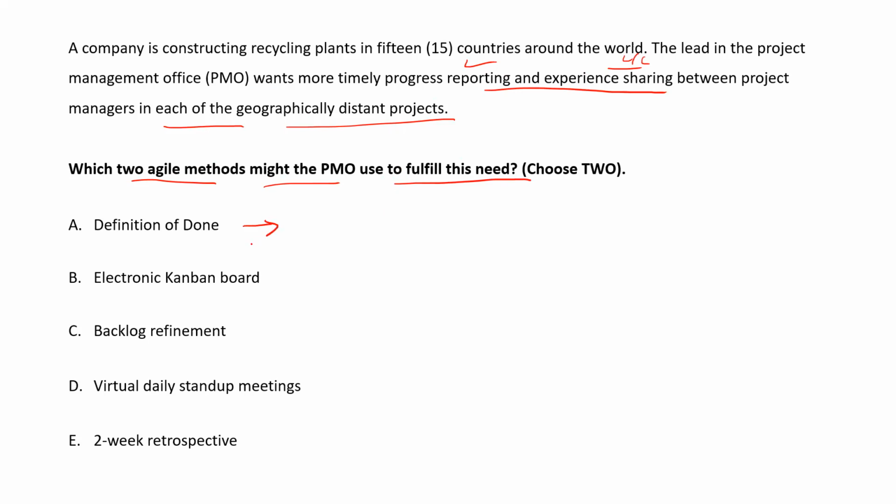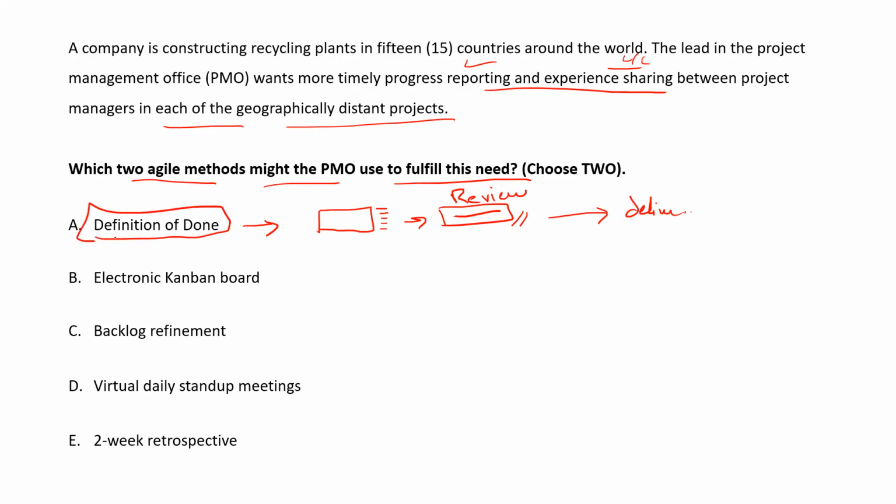Anyone can tell me what is the definition of done? Goal achieved, target, whatever is set. Definition of done means that whatever the customer or product owner has asked you to make, you've delivered. Every item in the list is completed. And now we can go for review. Here they will review it, and if approved, we will deliver as per the schedule. So this is not the question, right? It's not related to the reporting.